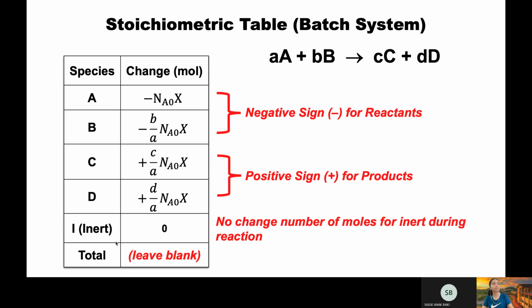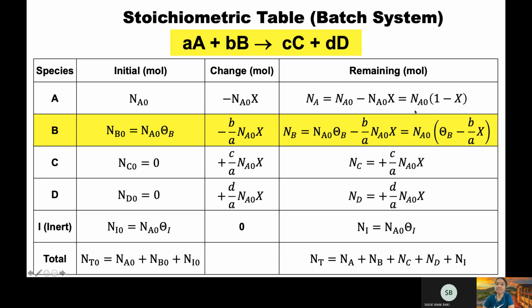Okay, last one is for the remaining. So remaining is actually the easiest one. Yang kena hafal sikit actually initial dengan change. Remaining you don't have to memorize. What do I mean by that? Okay, so again concept dia initial for in, remaining for out. So kalau initial and A0 and B0 and C0 and D0 and I0, remaining and A and B and C and D and I. Sebab not to indicate initial amount, remaining is the outlet lah yang tinggal selepas tindak balas.